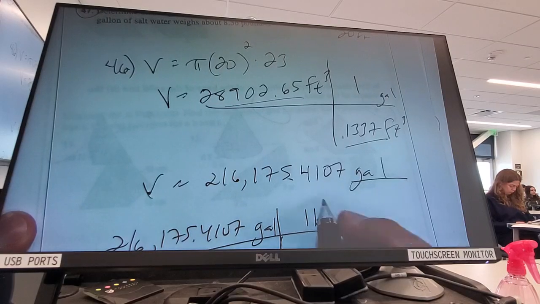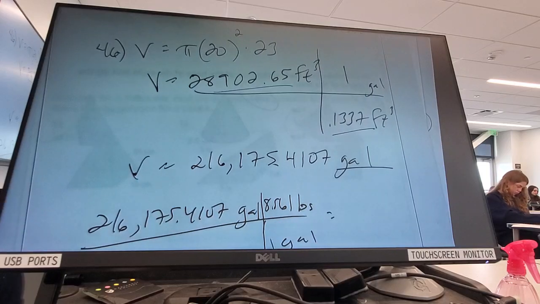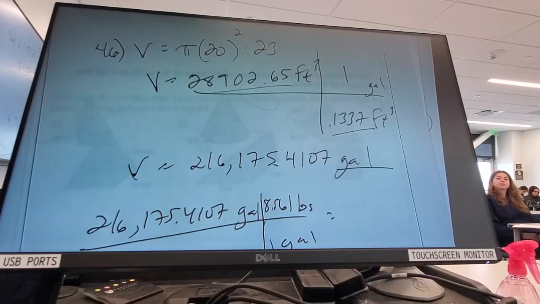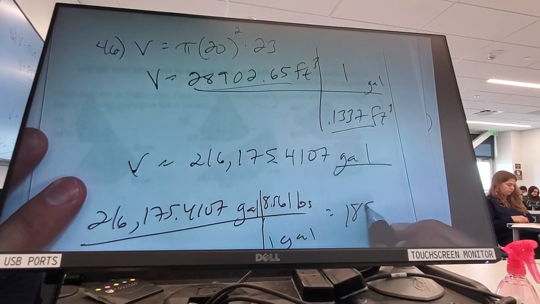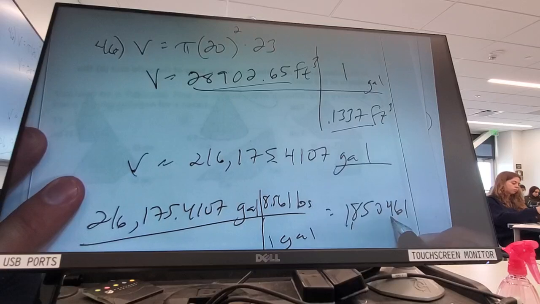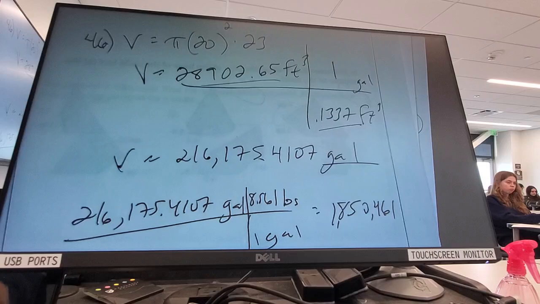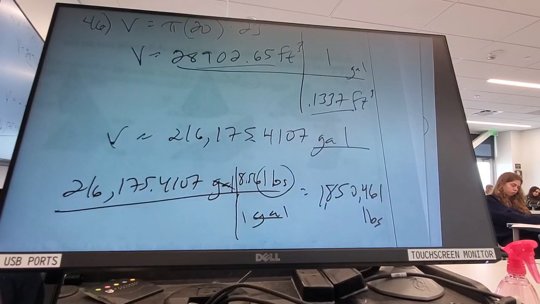So 1 gallon is 8.56 pounds, and then if I multiply those together, let me see, 216 times 8 would be, don't let me do this. It's like 1,700,000 something. 1,850,461. All right, I'm fine with that. Pounds. Is that cool? Because the gallons cancel, so you're left with pounds. Is that okay?